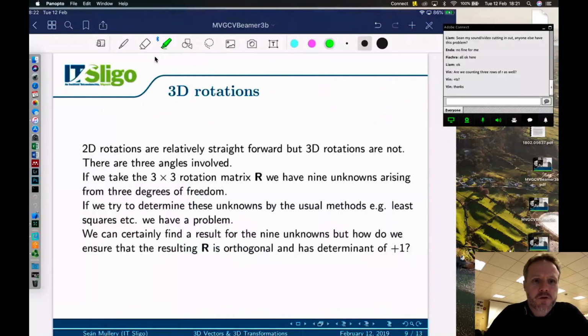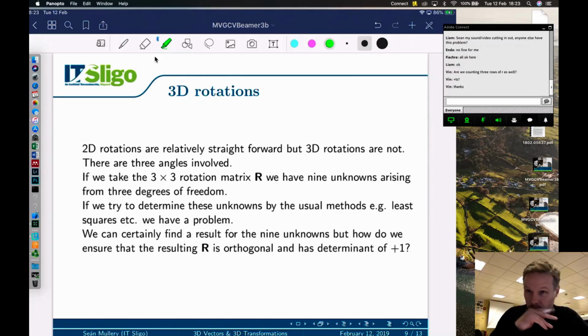So, 3D rotations. If we try to determine these unknowns by the usual methods, such as least squares, let's say you've got 9 unknowns and you manage to get 9 equations that help you constrain them. Well, we'll get a result, certainly. We can find a best fit. The problem is, how do we know that best fit is an orthogonal matrix? It's very difficult to optimize using least squares or any of those other methods so that your 9 values also turn out to be an orthogonal matrix, with a determinant of 1, and with the transpose being the same as the inverse, and so on. That's very, very difficult to do. It's not really possible to do.